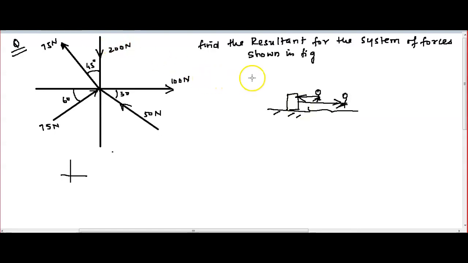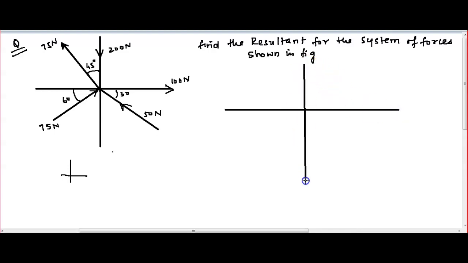See here, whenever the force is coming inside, keep this in mind. Take the x-axis first, and this is the y-axis. This force is going outside, this 100 Newton, so take it as it is, 100 Newton outside. This one we have nothing to do, because 100 Newton is going outside. This 200 is coming inside, so it is actually on this side.